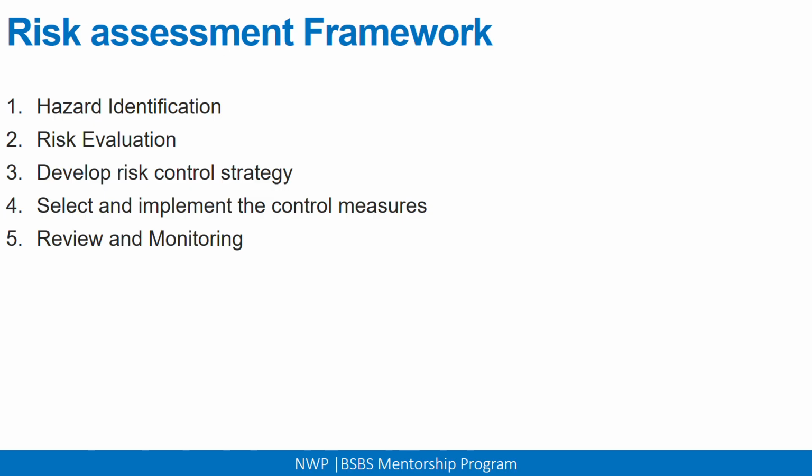So if you find that your risk is unacceptable, whether it is high, moderate, or low, you need to put up control measures so that you either reduce or eliminate this risk. So step 3 then comes in. If your risks are unacceptable, you then need to develop a risk control strategy.